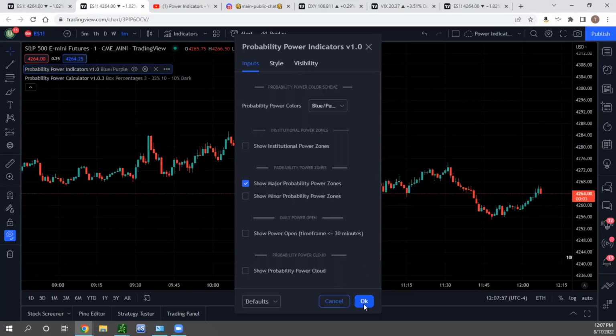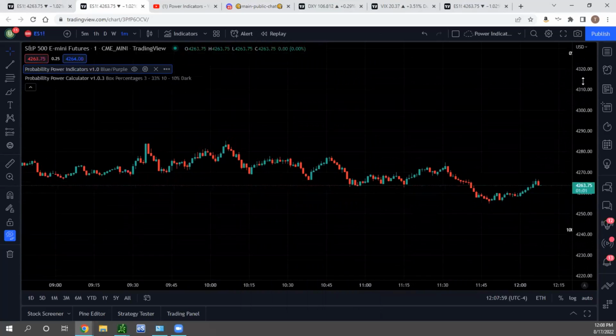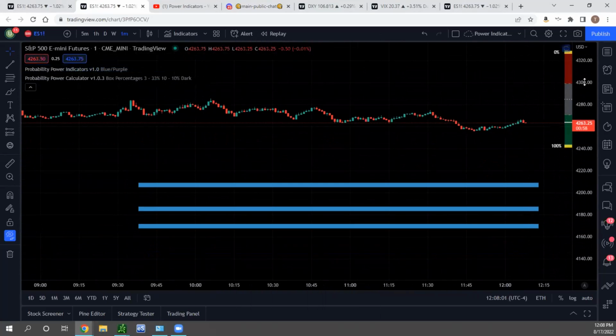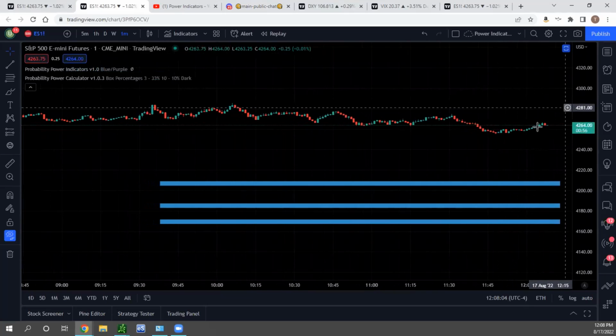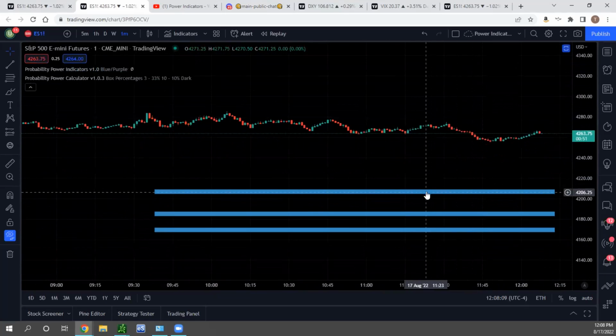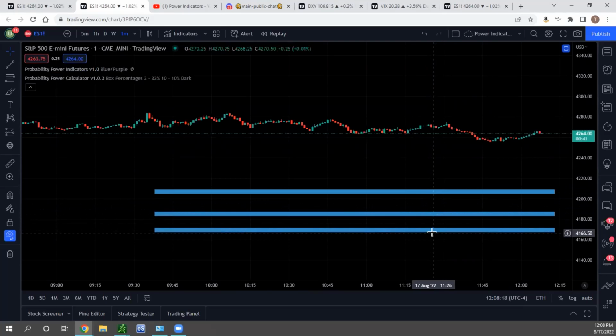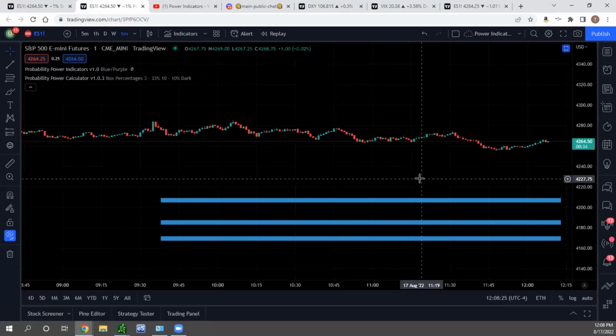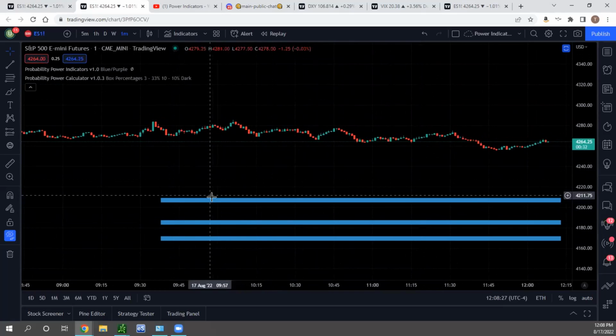So I'll turn on the major zones. Not sure, yeah, we don't have any majors anywhere near above us, but below us there's some support here at these levels. So right now we're showing 4210 to 4205, as well as 4185 and around 4170. We have some support in the way of these major lines. So you can see the major lines are the light blue lines here.